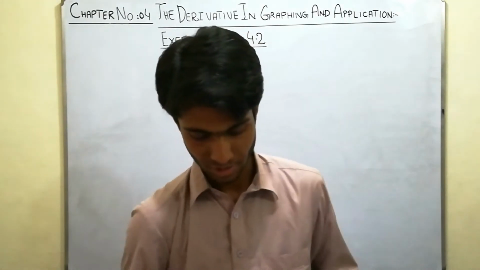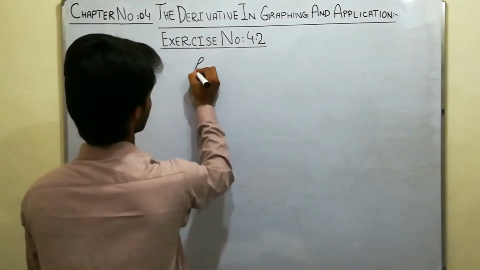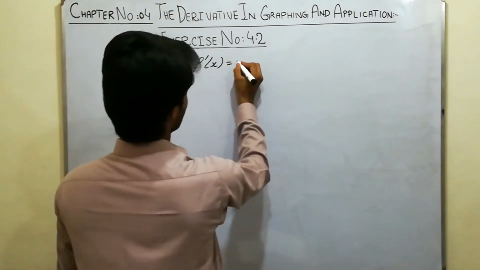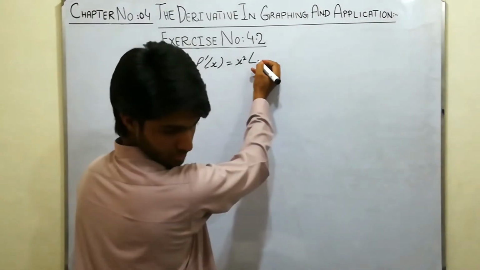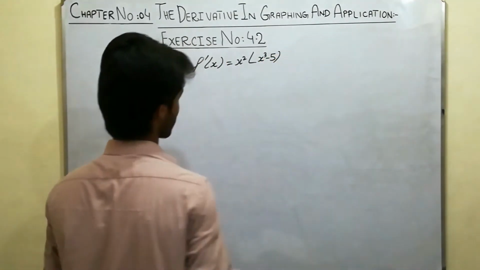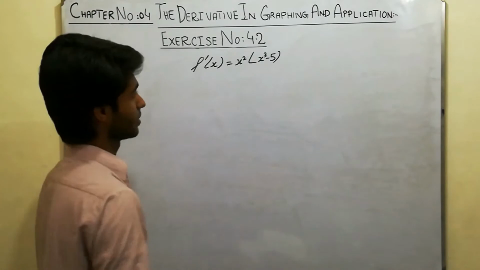Now we go for question number 25. Use the given derivative to find all critical points, and at each critical point determine whether a relative maximum, relative minimum, or neither occurs. Let's suppose we have a function, and we are given f derivative x is equal to x square times x cube minus 5.